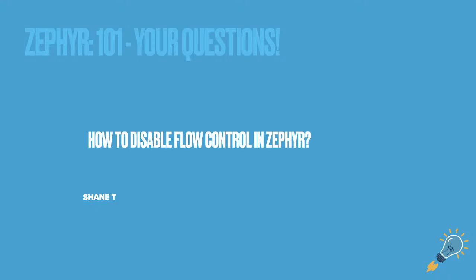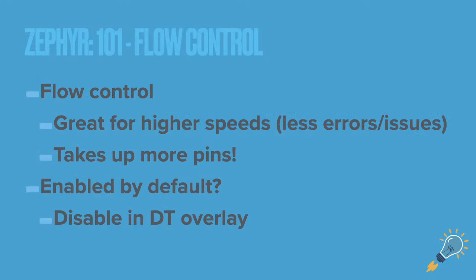So, first up, how to disable flow control in Zephyr, and we'll be speaking specifically to an NRF52 from Nordic, and this is from Shane. So Shane sent this a couple days ago. I was like, that's a good one. Let's talk about it. So flow control, it's great for higher speeds. There's like less errors with UART if you have that flow control in place. Not to say that it's not impossible to get them, but it really does help with that.